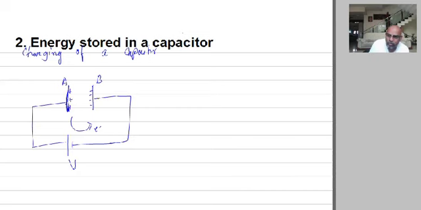So how long does this transfer of electrons take place? The transfer of electrons takes place as long as the potential across the capacitor becomes equal to that of the battery. Once the potentials across the battery and the capacitor become equal, the transfer of charges will not take place, and therefore the potential across the capacitor becomes equal to the potential of the battery. That's it.